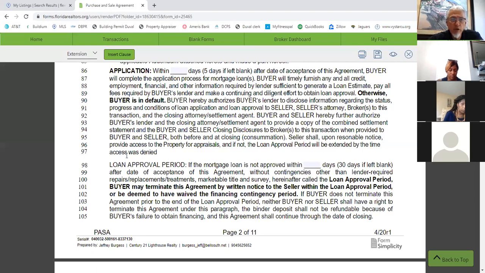Seller shall, upon reasonable notice, provide access to the property for appraisals, and if not, the loan approval period will be extended by the time access is denied. Okay? That's automatic. You don't have to write an amendment for that. You just have to document the delay. And that's usually by having an email or something. Then if push comes to shove and somebody tries to shove you, you can say, wait a minute. It says right in there that the loan period was extended because you did not provide access for the appraiser.